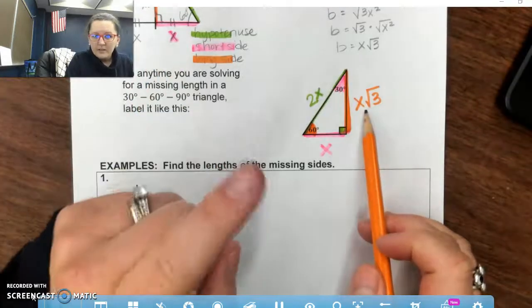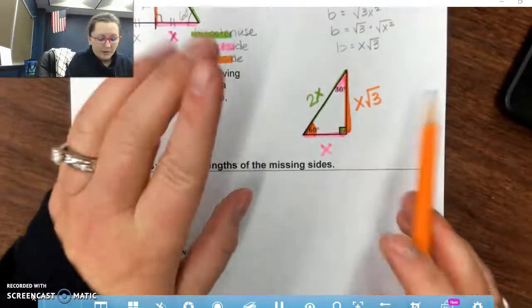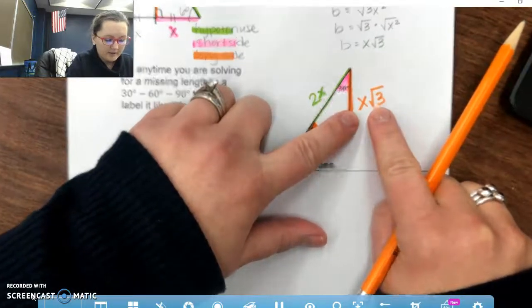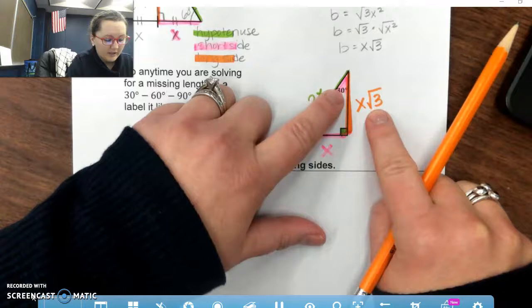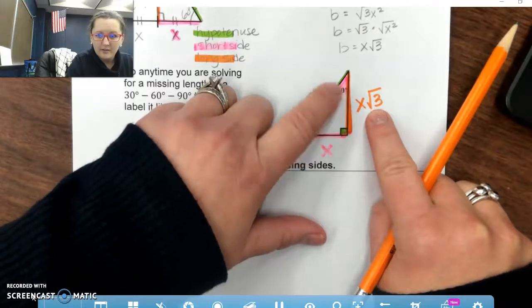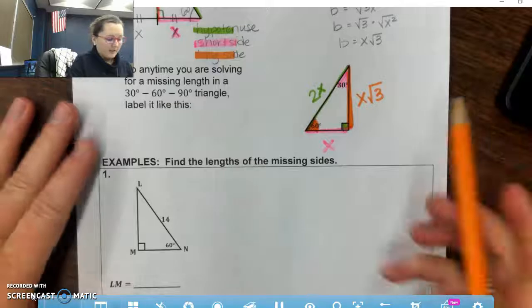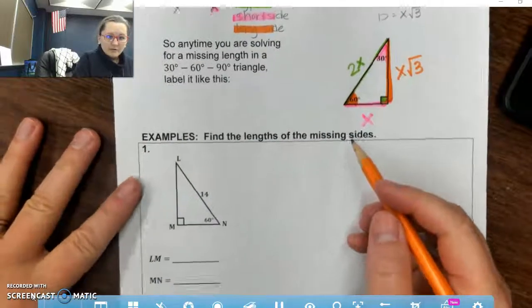Oh, little tip, this is how I remembered it when I was in high school. I always remember that x root 3 is always next to the 30 degrees. It's always adjacent to that angle. Maybe that helps. All right, let's look at our first example.